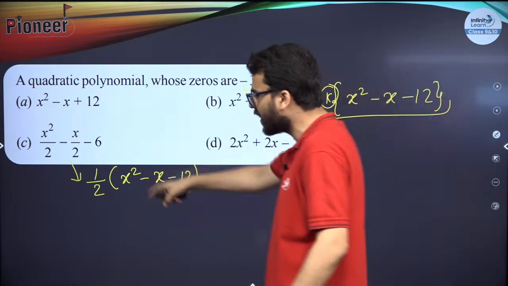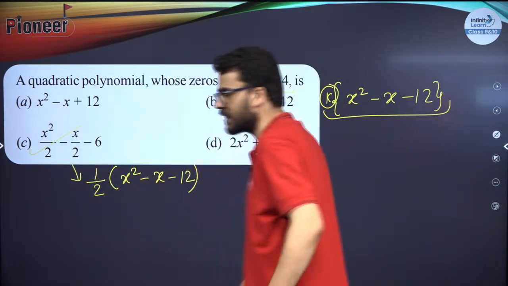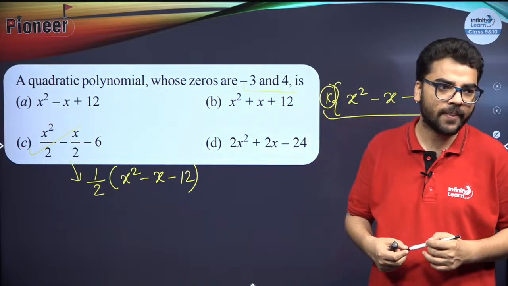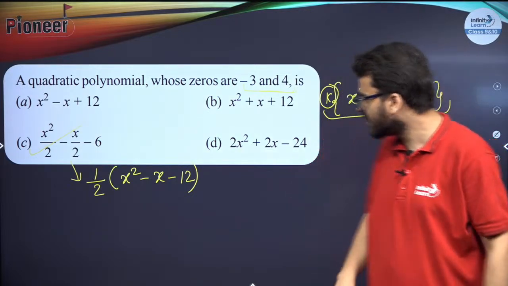So over here in place of k it is half. So therefore option C is correct. Is it clear to everybody? Any doubt in that? Option C is correct over here, guys.